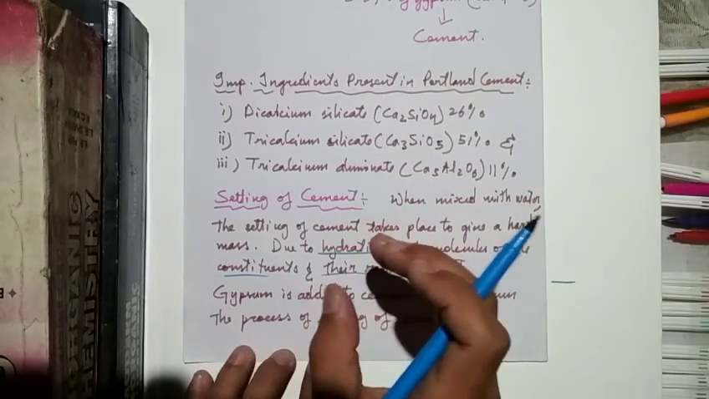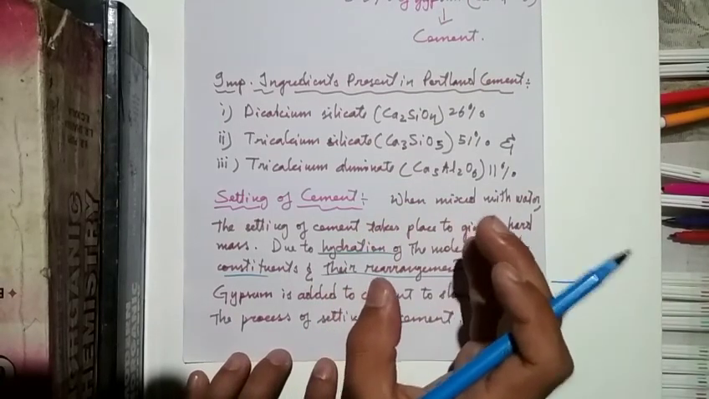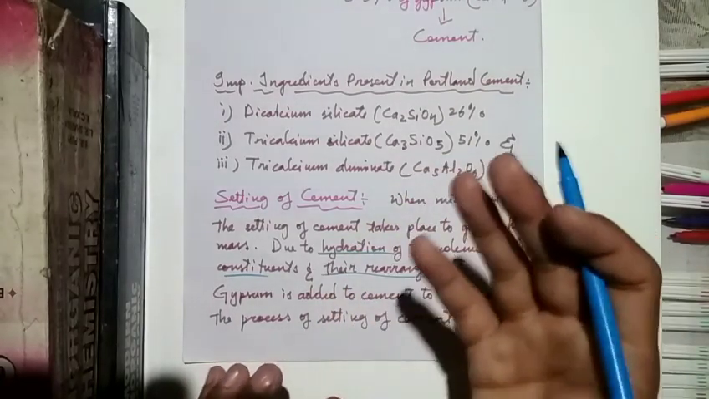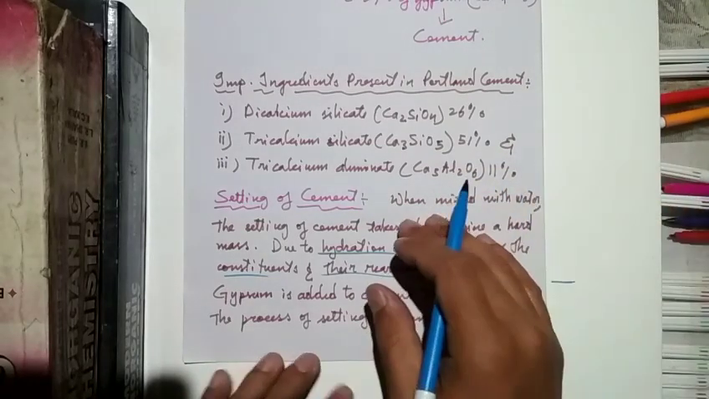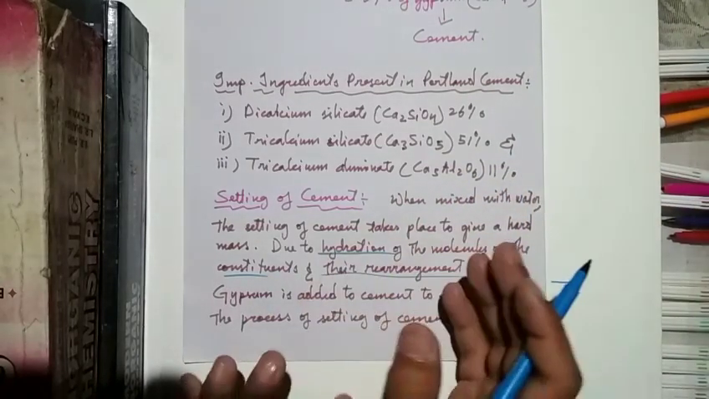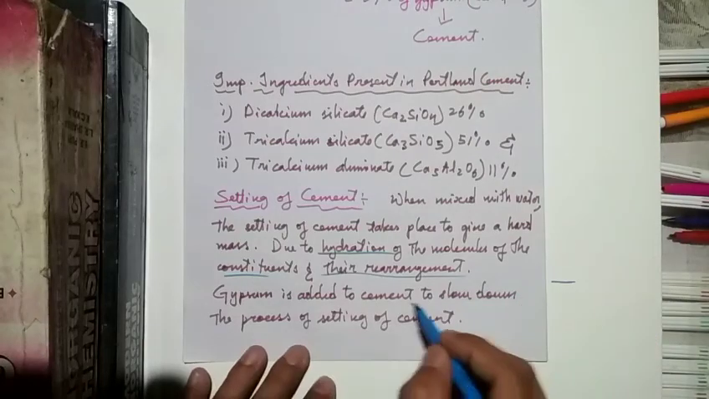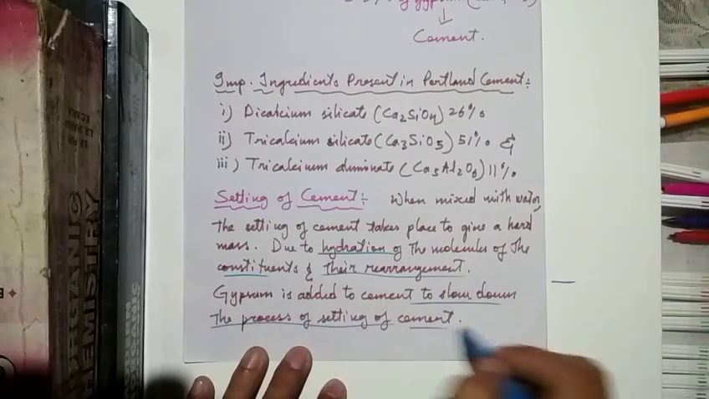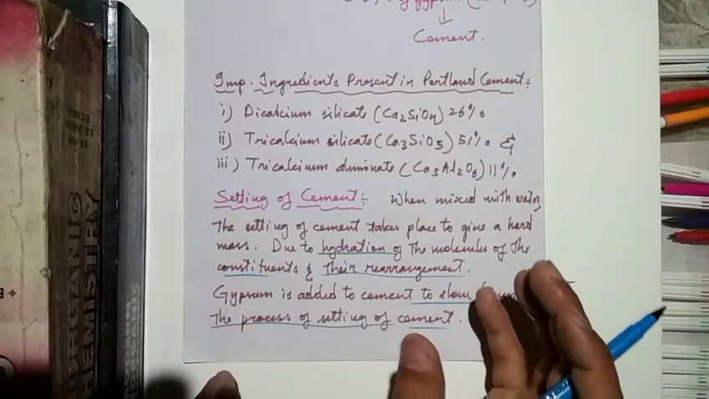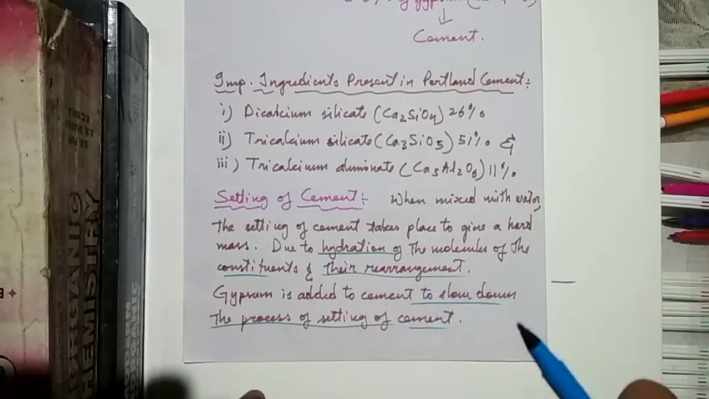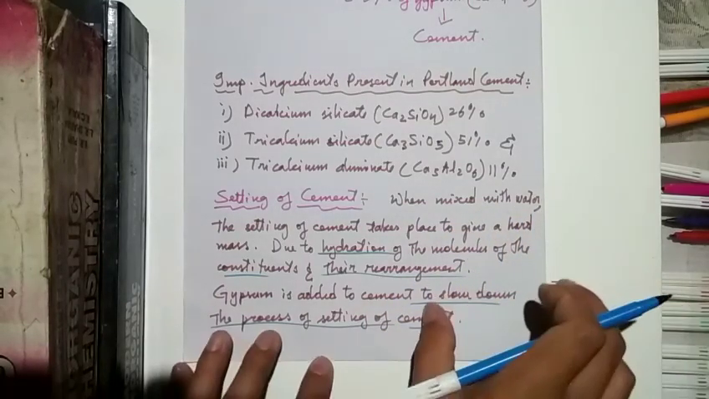A very important one is gypsum. You might have discussed this in your class 10 also. Gypsum is added to cement to slow down the setting process, in order to prevent the fast setting of cement.